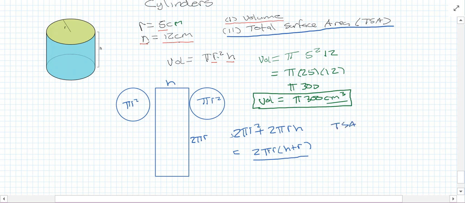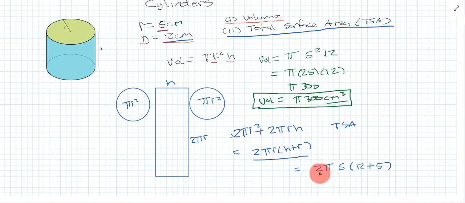So we just identify what we have. The radius is 5 and the height is 12 centimeters. We can plug that information into the formula. It's going to be equal to 2 times pi times the radius, which is 5, multiplied by the height, which is 12, plus the radius, which is 5.